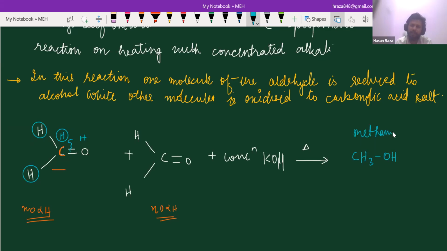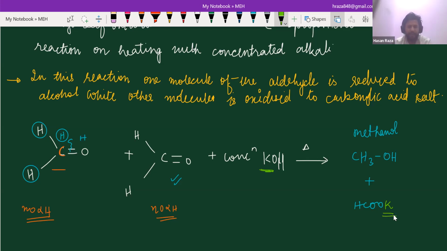And another, this will be oxidized into carboxylic acid salt. You are going to make methanoic acid, but you are not going to make it carboxylic acid. You are going to prepare it as carboxylic acid salt. So whatever is the metal here, you are going to replace that hydrogen with this K. Is that clear?